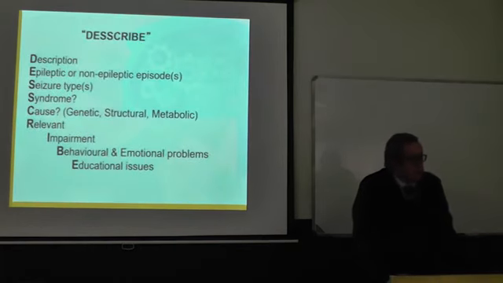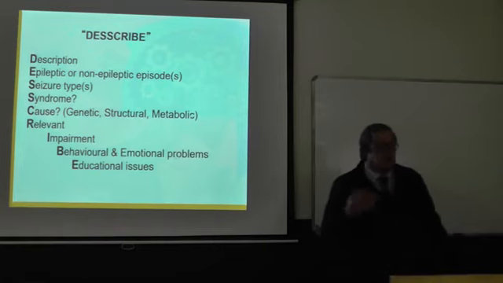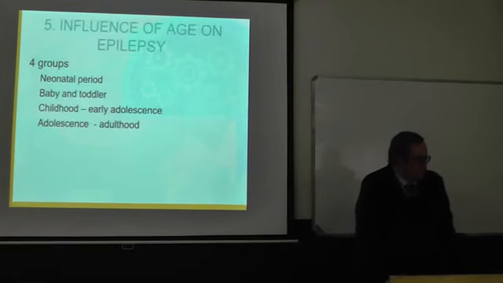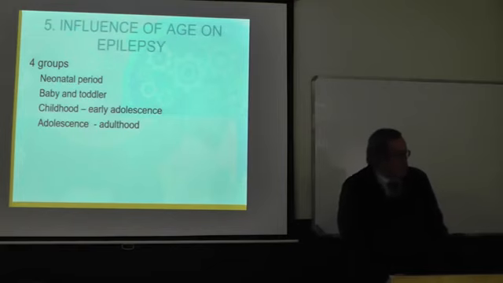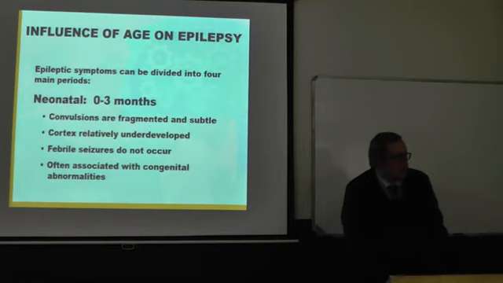So this is one way of describing the epilepsy: the description, the seizure type, syndrome, the cause, and then if there are any relevant impairments, behavioral and emotional problems, and educational issues. So that means a full history, which will take some time. If we look at the influence of age on epilepsy, we're just going to look at 4 groups: the neonatal period, baby and toddler, childhood to early adolescence, and then adolescence to adulthood.